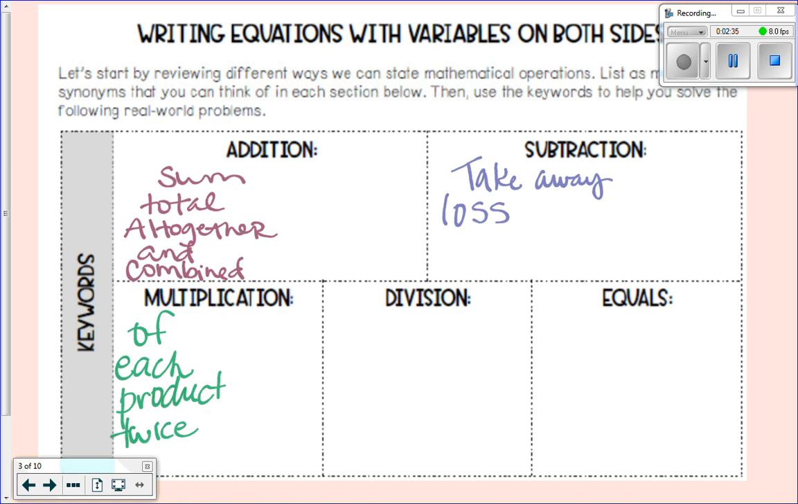All right, let's move on to division. What are some keywords there that would let us know we need to divide? Equally. Okay, so like split equally. So the word split. And then let's add that. Equally. What about in multiplication? I said twice. What would that be if it was division? Wow. Half. Got it.